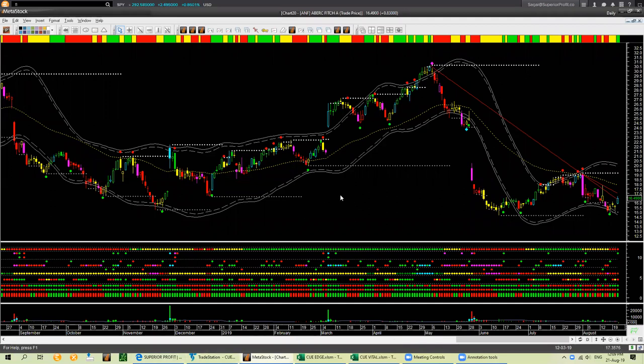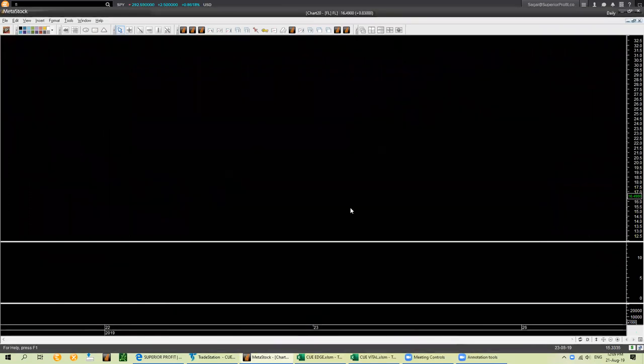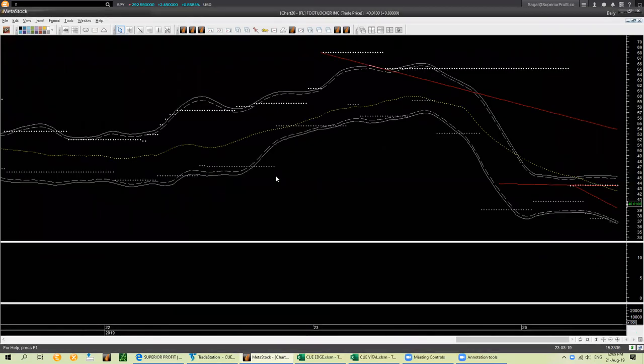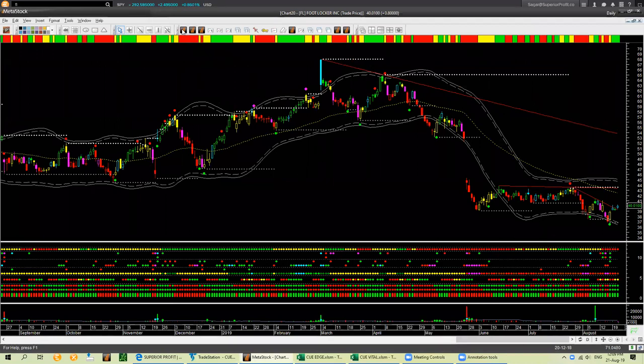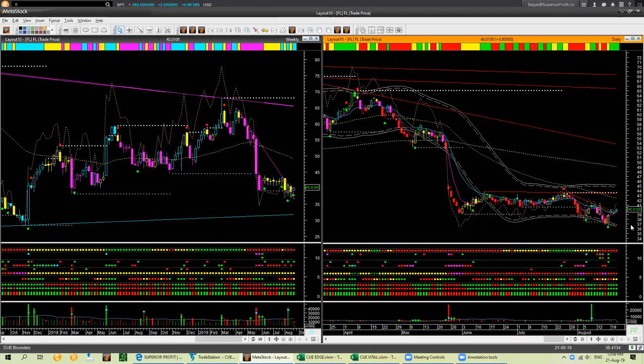What was that? Foot Locker, is it? Foot Locker. Applying the at a glance template again. If the daily ends with a bullish shape, bullish color, then we'll have a long trade setup in Foot Locker.